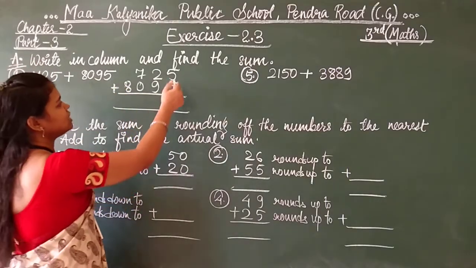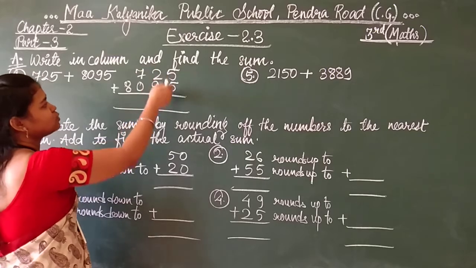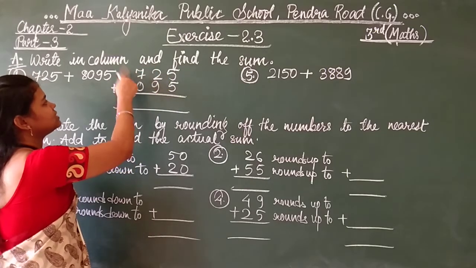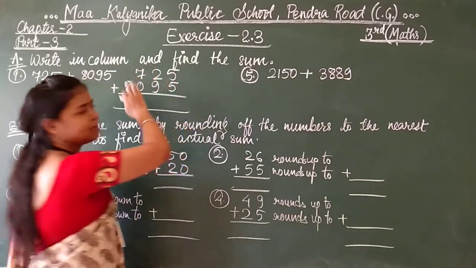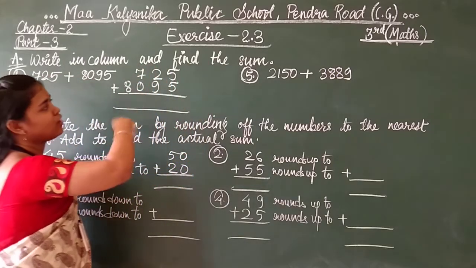See here. So see students, you have written in column like this: ones, tens, hundreds place, thousands place. Here nothing is there, here it is there. So now you have to simply find the sum. You have put this in column and now you have to find the sum.